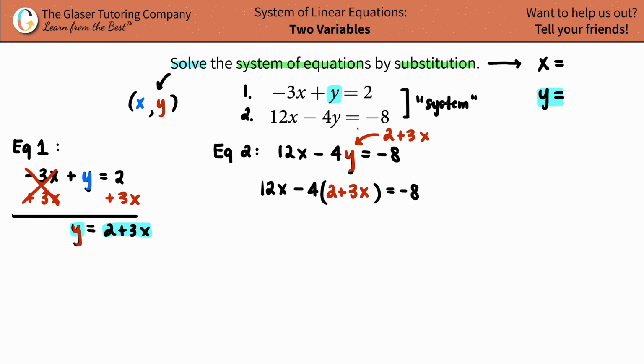And now we're just going to use our PEMDAS, use our algebra. Seems like we have to distribute a little bit here. So we have 12x. Negative 4 times 2 is negative 8. Negative 4 times 3 is negative 12x. And this equals negative 8. Okay, let's keep going. Now I'm going to group like terms: 12x minus 12x. Oh, that's interesting. Because what's going to happen to the variable? Yeah, it cancels, right? 12x minus 12x is 0. You lose the variable.